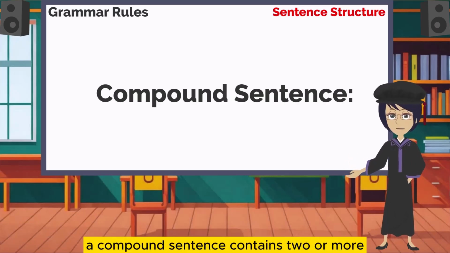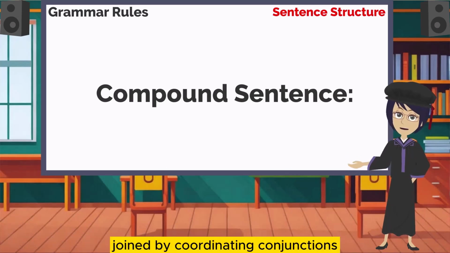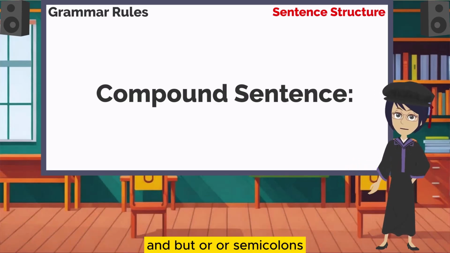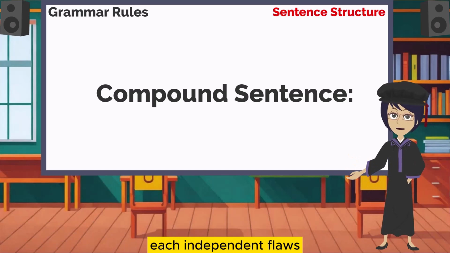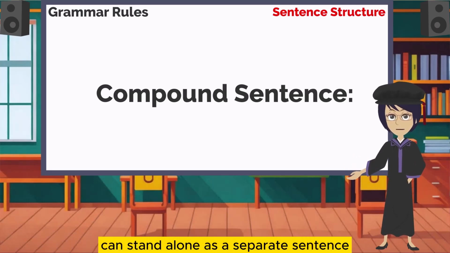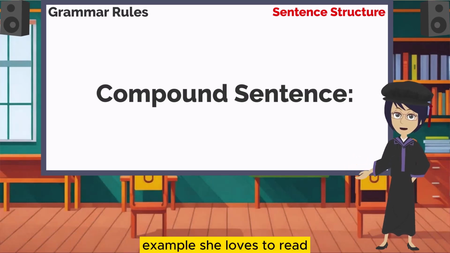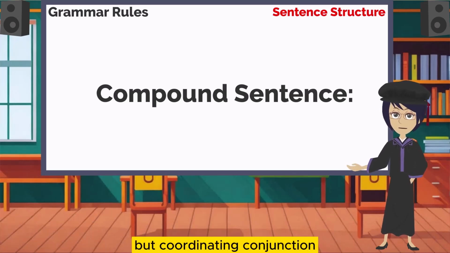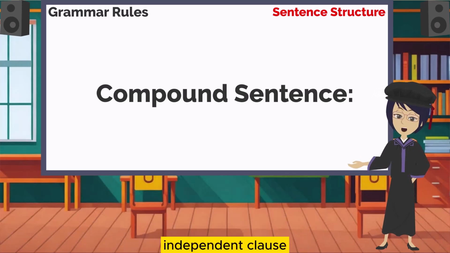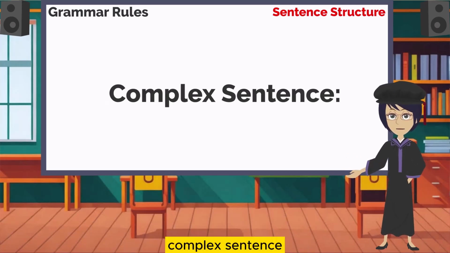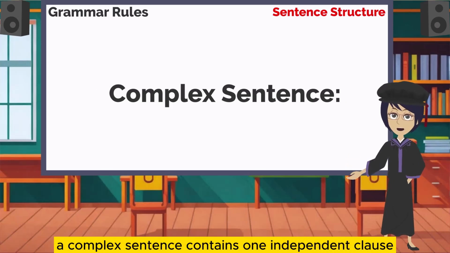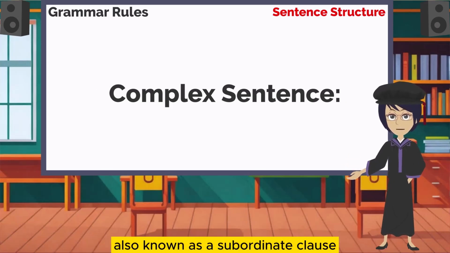Compound sentence. A compound sentence contains two or more independent clauses joined by coordinating conjunctions, for example, and, but, or semicolons. Each independent clause can stand alone as a separate sentence. Example: she loves to read (independent clause), but (coordinating conjunction) he prefers to watch movies (independent clause).